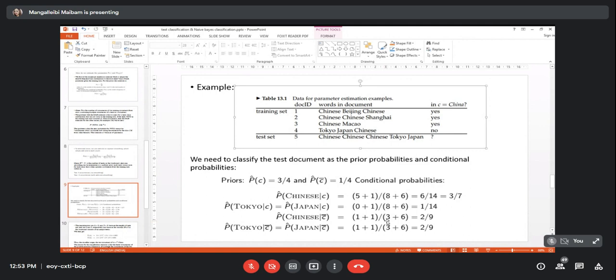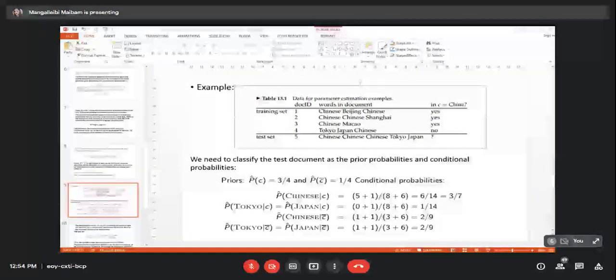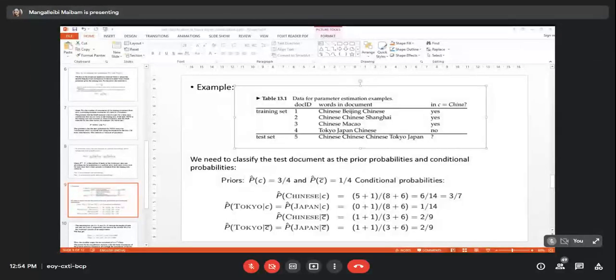How does 3 come here? Can anybody say how 3 comes in the denominator? It is not the number of unique terms. How does 3 come here, 3 plus 6? It is the number of terms in the not China class. Yes, you can say number of terms in the not China class, or document length.